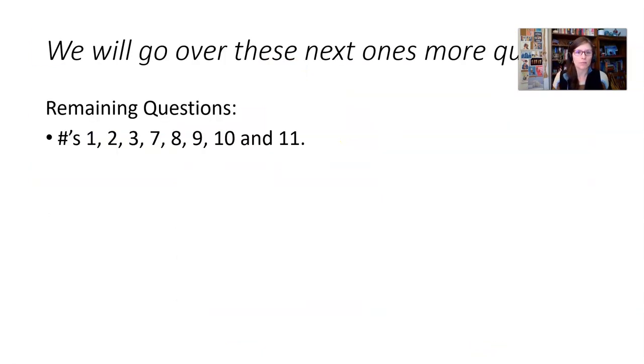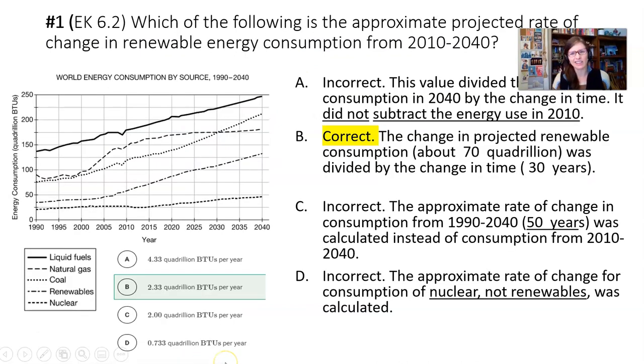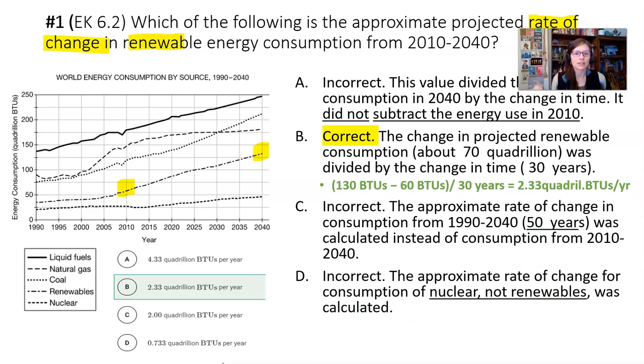And that's a whoops. Okay, now we're going to go over the rest of the questions a little bit more quickly, in a little less detail. So number 1, what was the approximate projected rate of change in renewable energy? Again, it's a rate of change. It's renewable. Look at the right spots on the graph. So you have to have point A to point B, and you're going to get their difference. So that's 130 BTUs minus 60 BTUs divided by time, right? So the change in the value divided by time gives us 2.3 quadrillion BTUs.